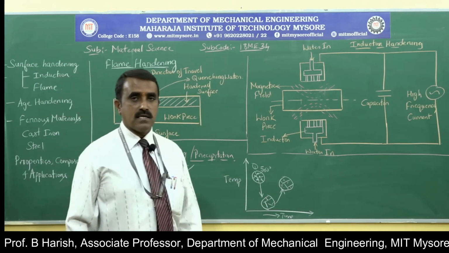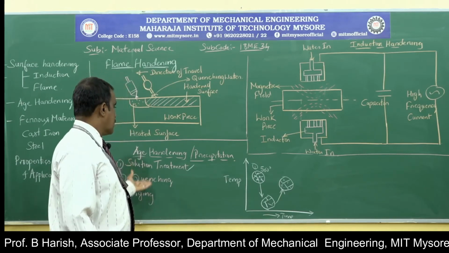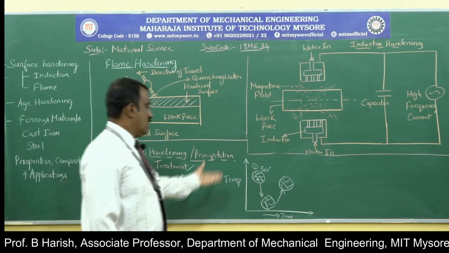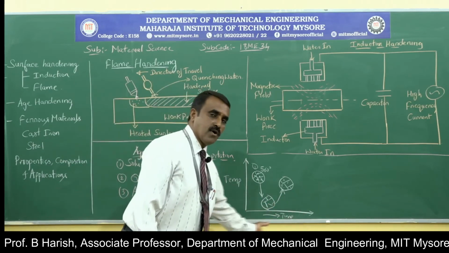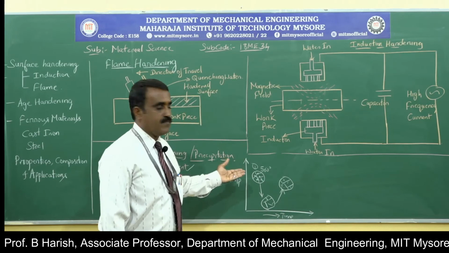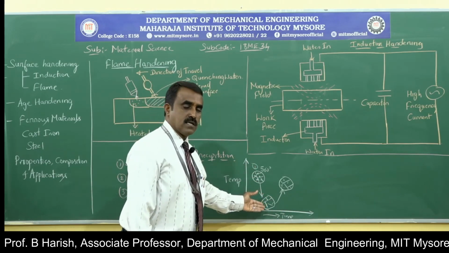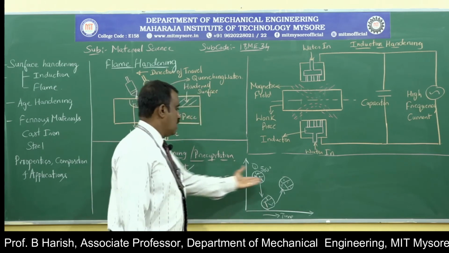It is carried out in 3 stages. The first one is solution treatment, the second one is quenching, and the third one is aging. You can observe this graph, time on the x-axis, temperature on the y-axis. Initially the structure will be like this. Then it comes to this structure, that is the second stage, and then the third stage.